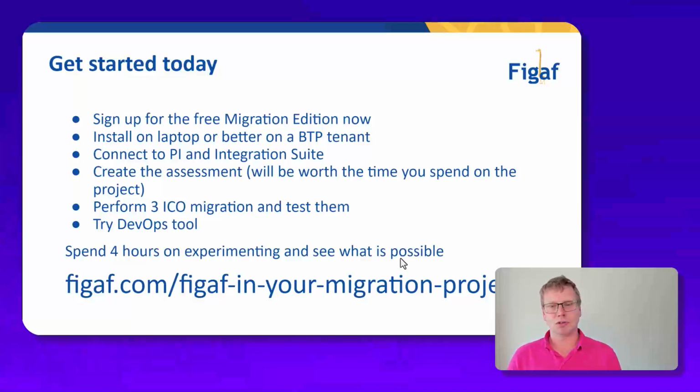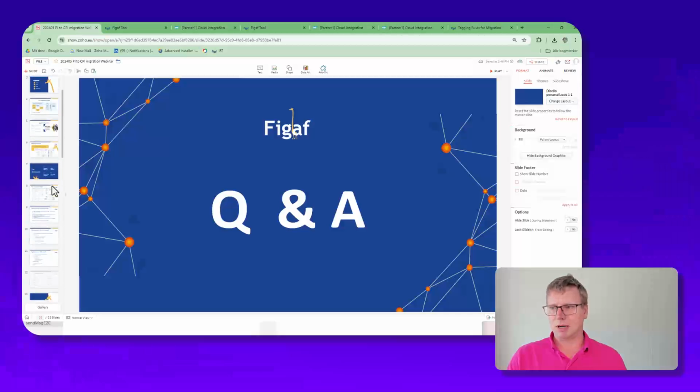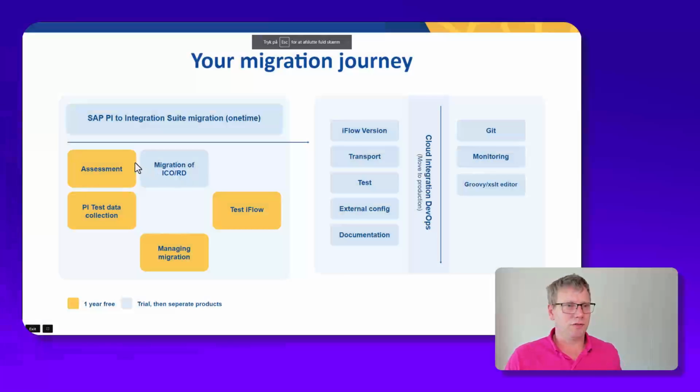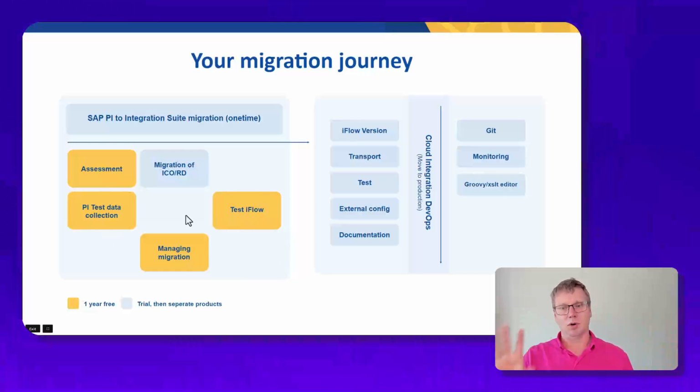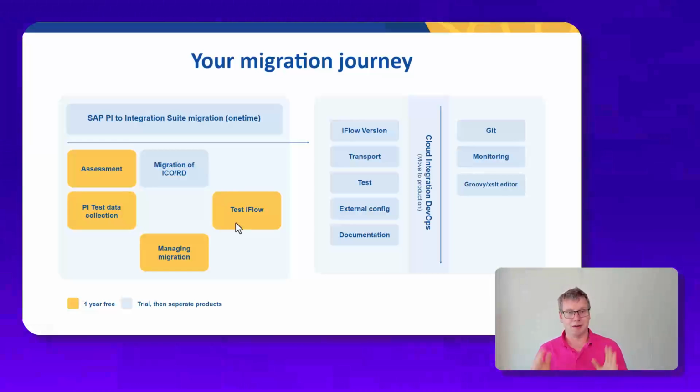In the free version of the Migration Edition, which is the one we normally recommend, and maybe Michael will also add a link to that, the things that you would be getting are the assessment and the testing tool, where you can take PI test data and run them on CPI. You cannot create test data directly in CPI in this version. You cannot run the test data for more than 30 days, but that should be sufficient for the migration. And then obviously you can manage it.